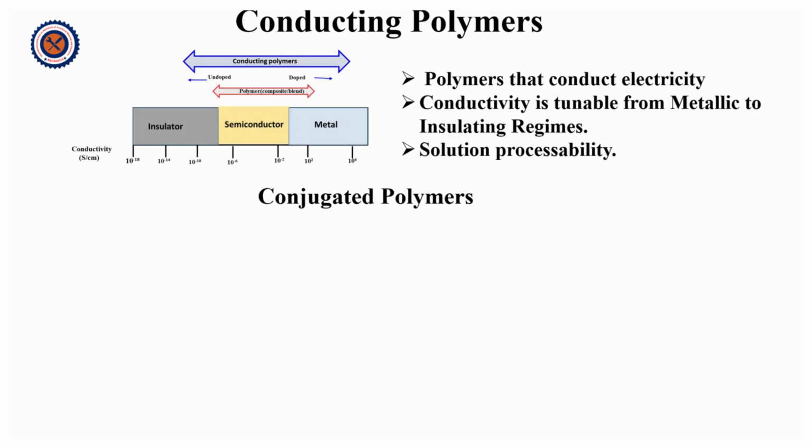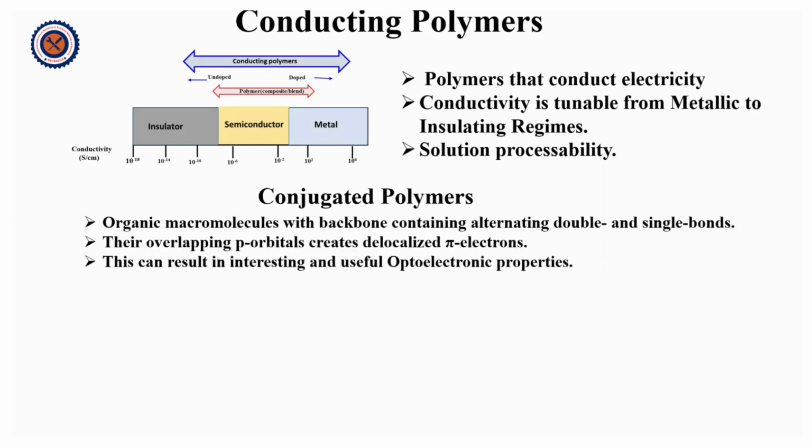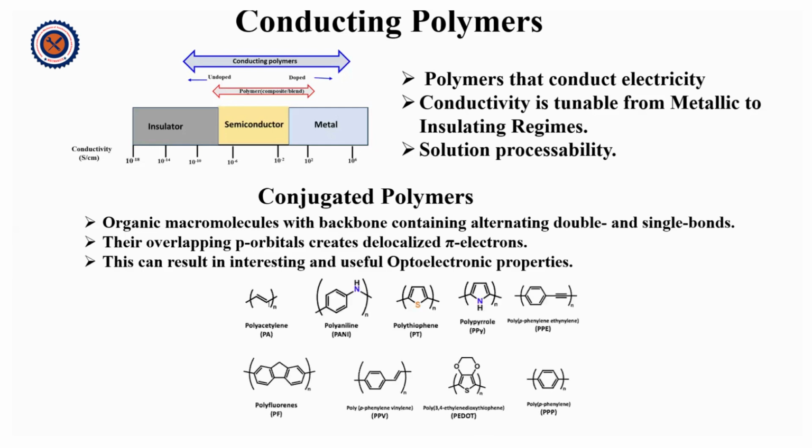Now, a subset of conducting polymers is conjugated polymers. Organic macromolecules with a backbone containing alternate double and single bonds are conjugated polymers. They have overlapping p orbitals, which create delocalized pi electrons. This results in interesting and useful optoelectronic properties. Some examples are polyacetylene, polyaniline, polythiophene, etc.